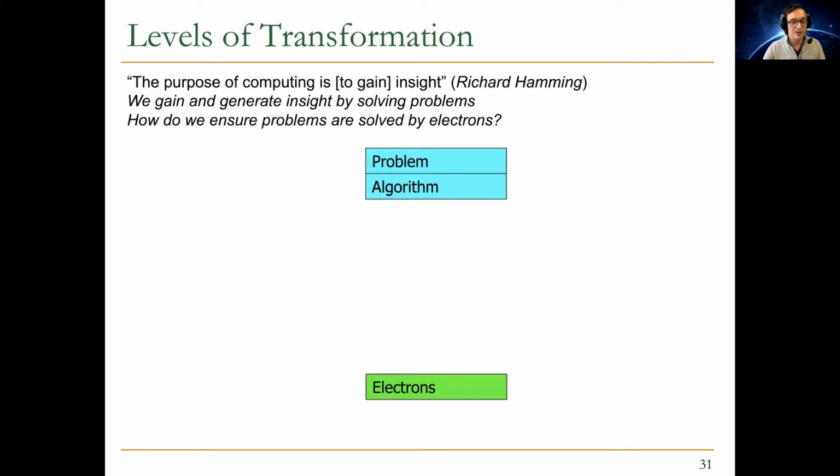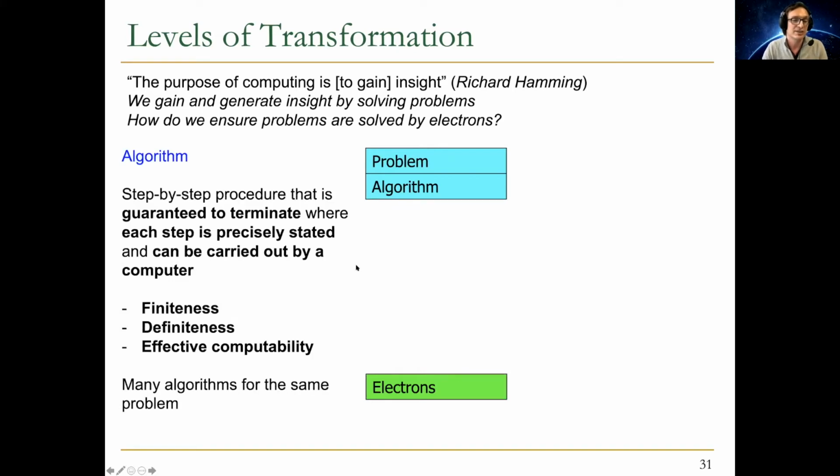A problem gets translated to an algorithm. An algorithm is something that's essential for being executed on a computer. It's really a step-by-step definition of a procedure that has three properties. Essentially, it has the property of finiteness, which means that it's guaranteed to terminate. Each step is precisely stated. This is definiteness. And each step can be carried out by a computer, effective computability, right? So there are steps that cannot be carried out by a computer. You can imagine expressing steps that way, and those should clearly not be part of the algorithm definition.